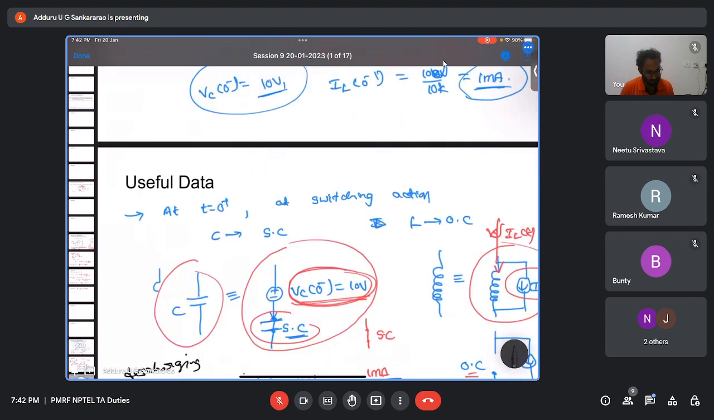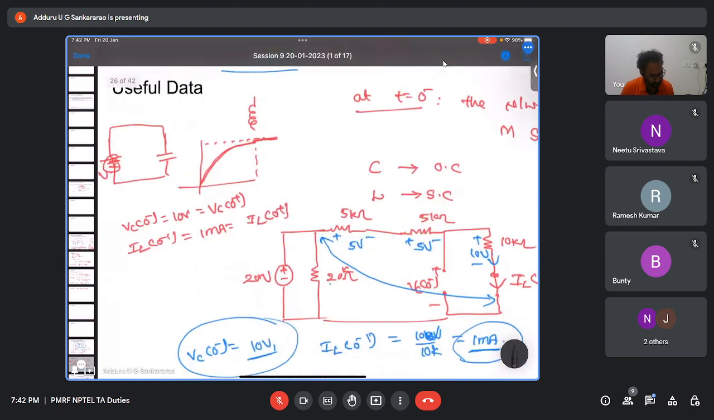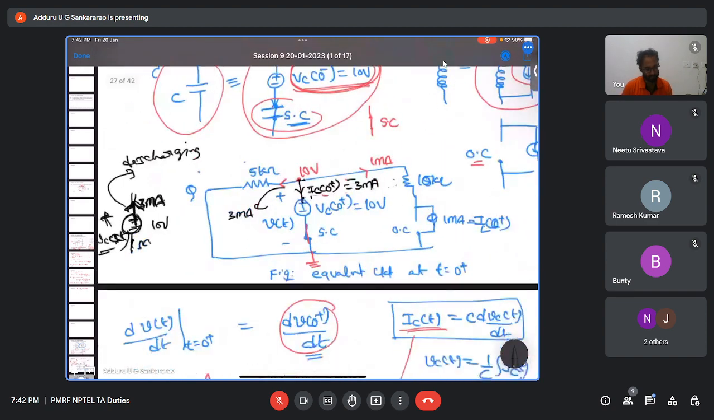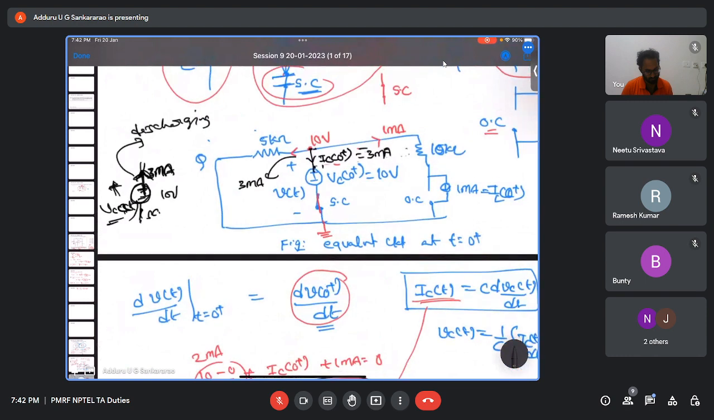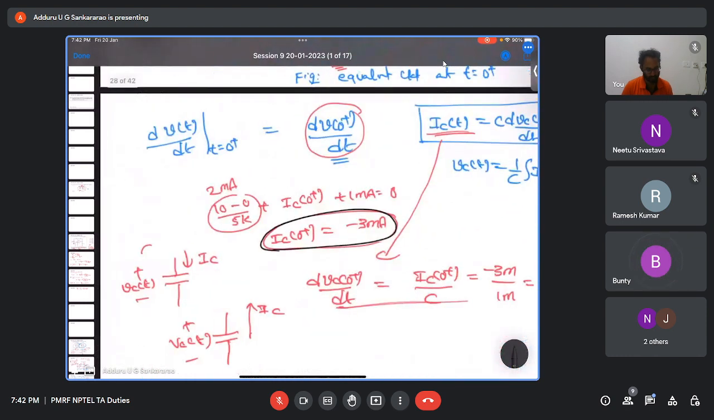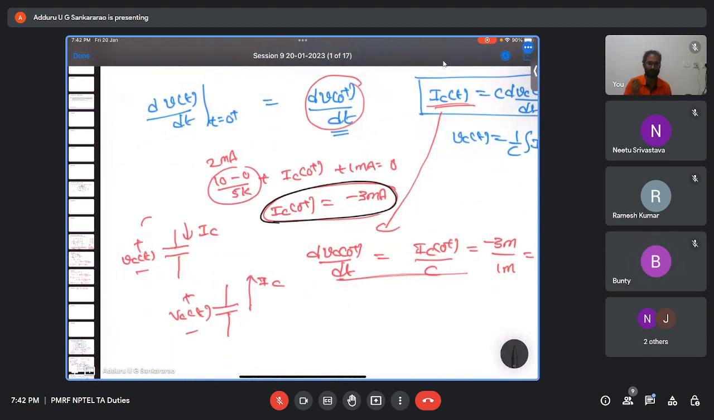In the previous case, before steady state, the current flows into the capacitor in this direction. Before steady state, the capacitor acts as an open circuit. In the transient state, the capacitor current goes like this. That means the capacitor is charging. You got it right? Okay, yes, sir. Fine. Any other questions?